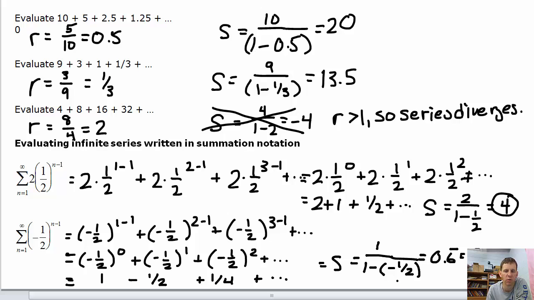So that's our r value that goes in the denominator. Because it's negative, we put it in parentheses. Our first term is equal to 1, so our answer is 1 divided by 1 minus negative 1/2. This is actually equal to 0.6 repeating, or 2/3. And now you know how to find sums of infinite and finite geometric series.